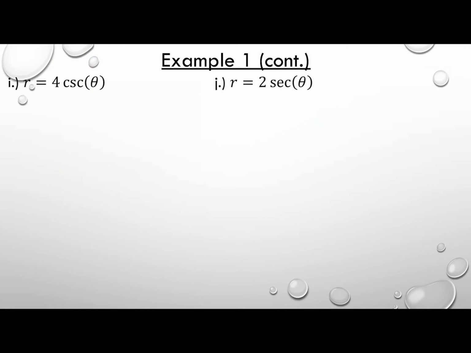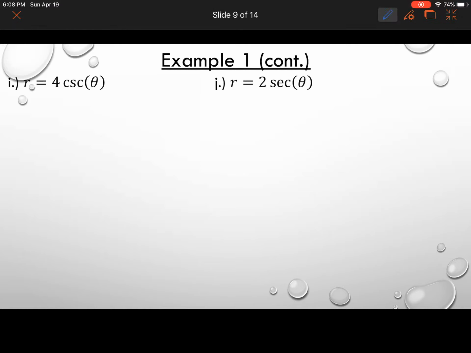Got two more here, so I and J. So this one looks similar to G and H, but you'll see it a little bit different. So instead of sine and cosine, we have cosecant and secant. Well, hopefully you remember what cosecant and secant were equal to.